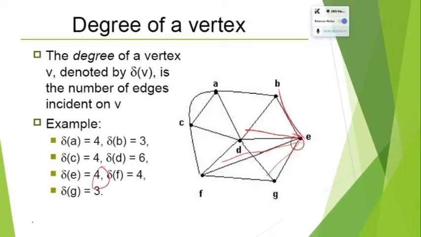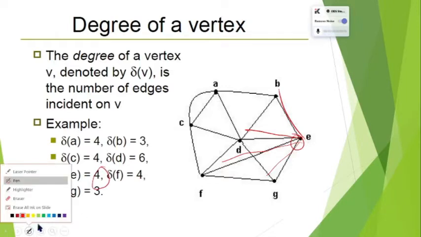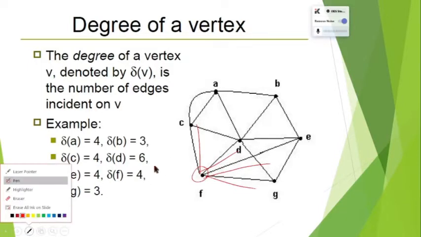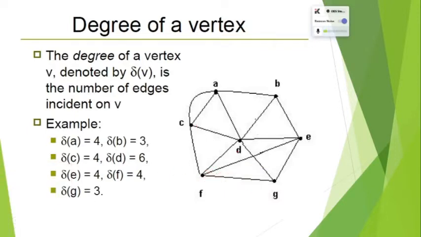While delta F is 4. Where is F? This one. The edges connected to it are 1, 2, 3, and 4. While delta G, which is this one, the edges connected to it are this, this, this. So the answer here is only 3. Okay? So that is the degree of a vertex.